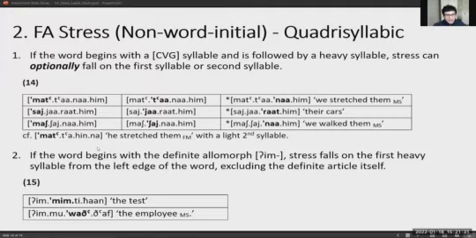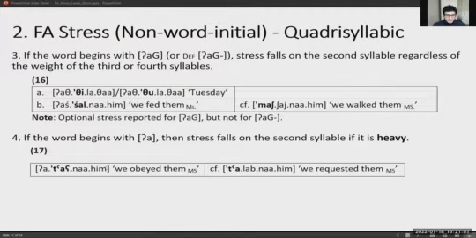Now, if the second syllable is light, what happens again is the word searches for the first heavy syllable from the left edge of the word. So you just stress the third syllable if it's heavy in this case. But stress again wouldn't go beyond the third syllable. You would stress the third syllable. So the example I have here is the word muwattaf. So the stress would be on the third syllable.